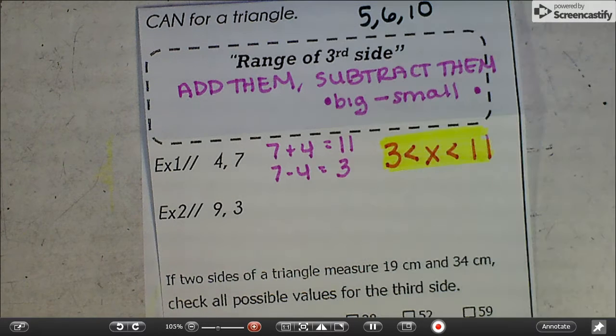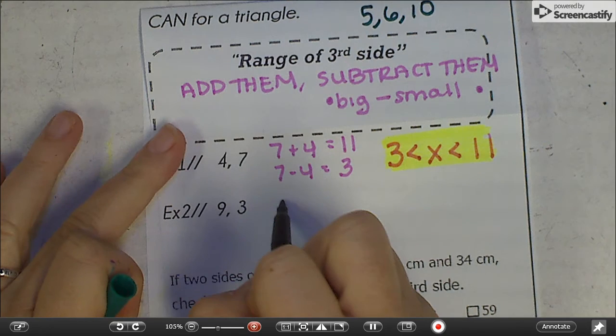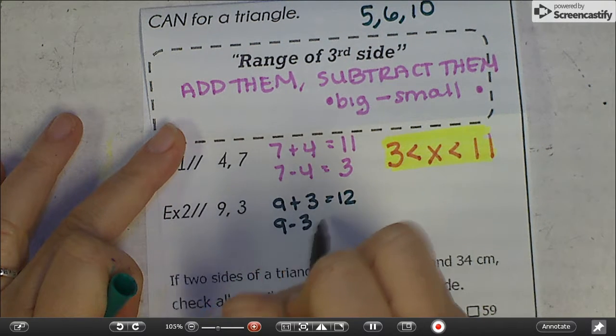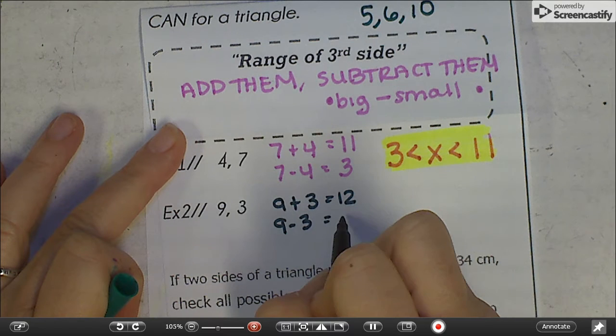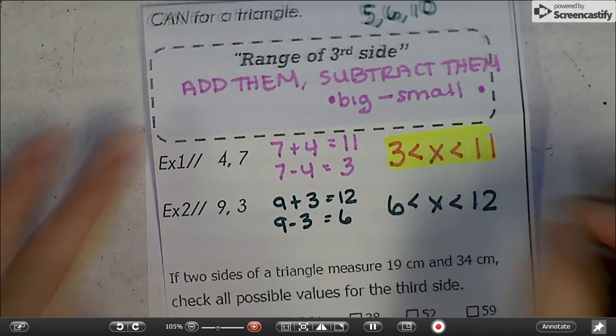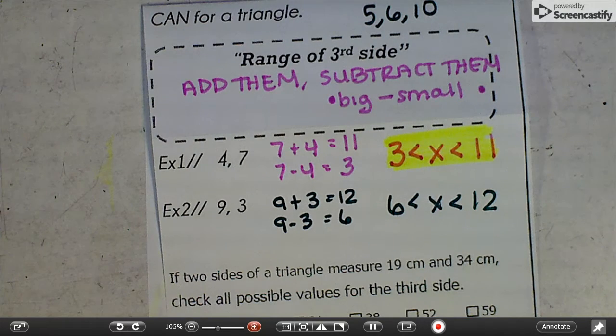It can be 4, 5, 7, it could be 9, 10. Yep. 9. 9 plus 3 is 12, and 9 minus 3 is 6. So we would write 6 is less than x is less than 12. X is between 6 and 12.